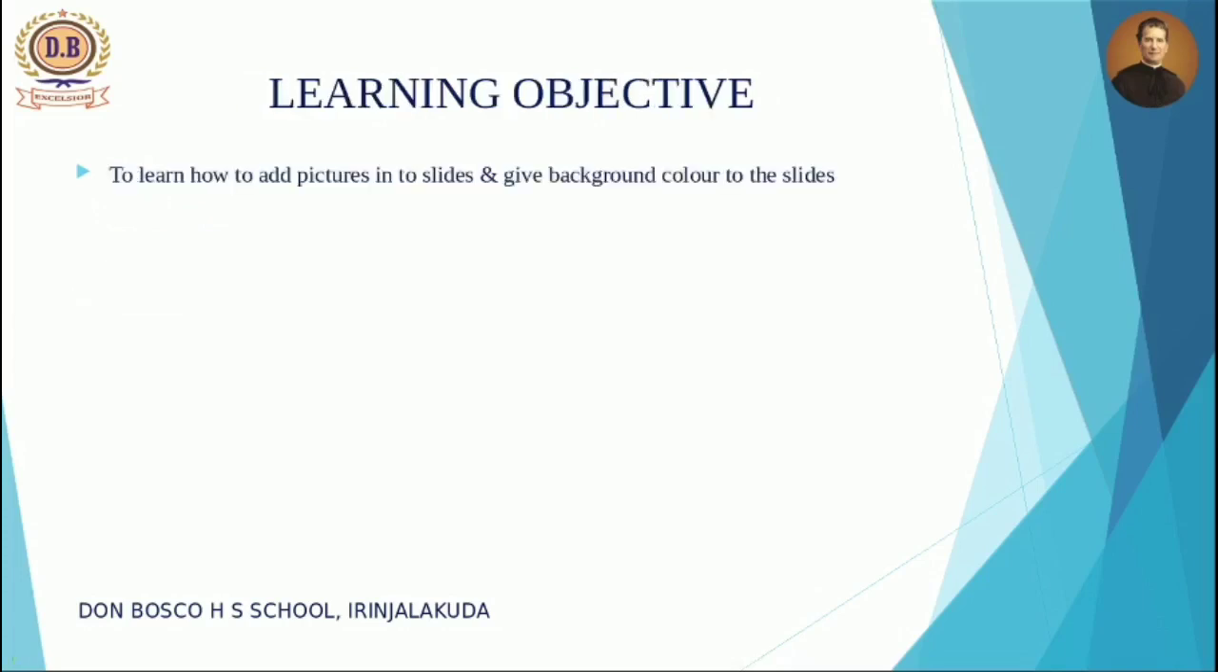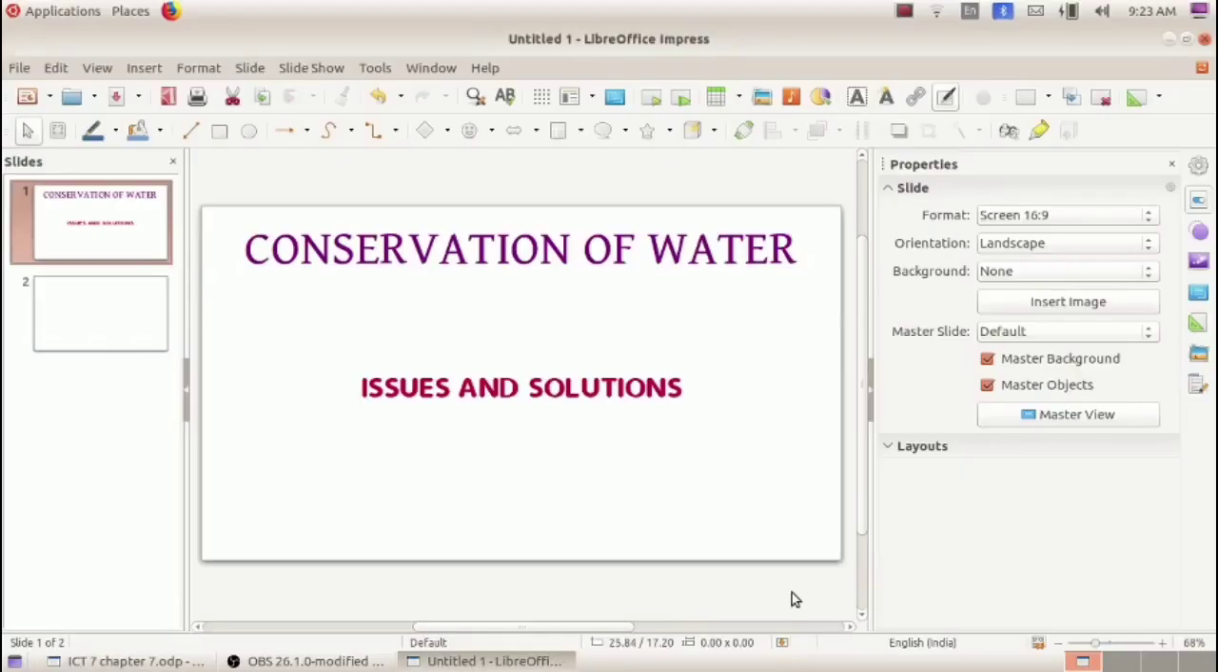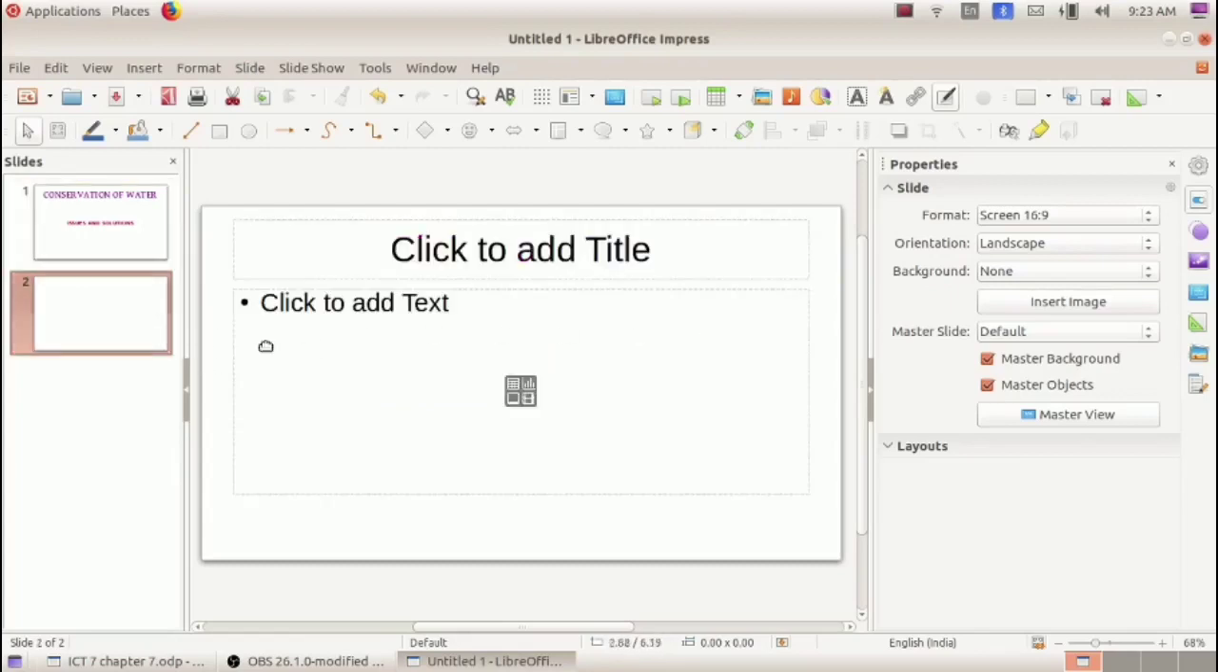Today we are going to learn how to add pictures into the slides and how to give background color to the slides in order to make it more beautiful and attractive. So this is the presentation that we have prepared in our last class. We have done our first slide. We have given the main title, Conservation of Water, and the subtitle, Issues and Solutions. Then we have changed the properties of these two titles like font style, font size and font color. Then we have added a second slide but not entered any details into this.